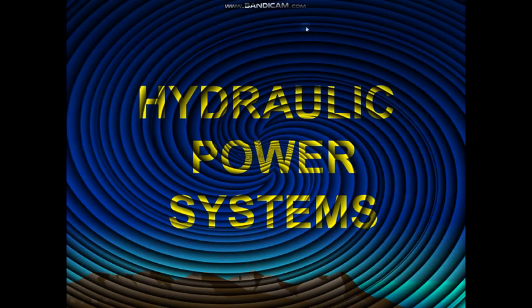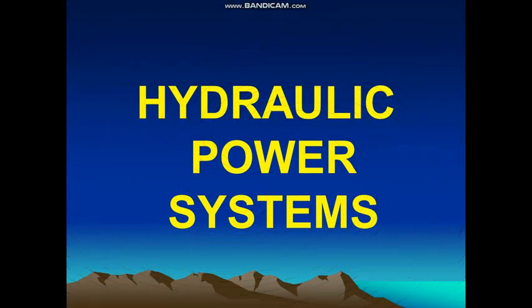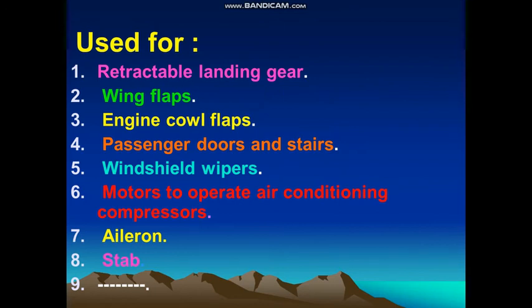Hydraulic power system usage. The hydraulic system is used on aircraft for retractable landing gear, wing flaps, engine cowl flaps, passenger door and stairs, windshield wipers, motors to operate air conditioning compressor, aileron, stabilizer, and so on.